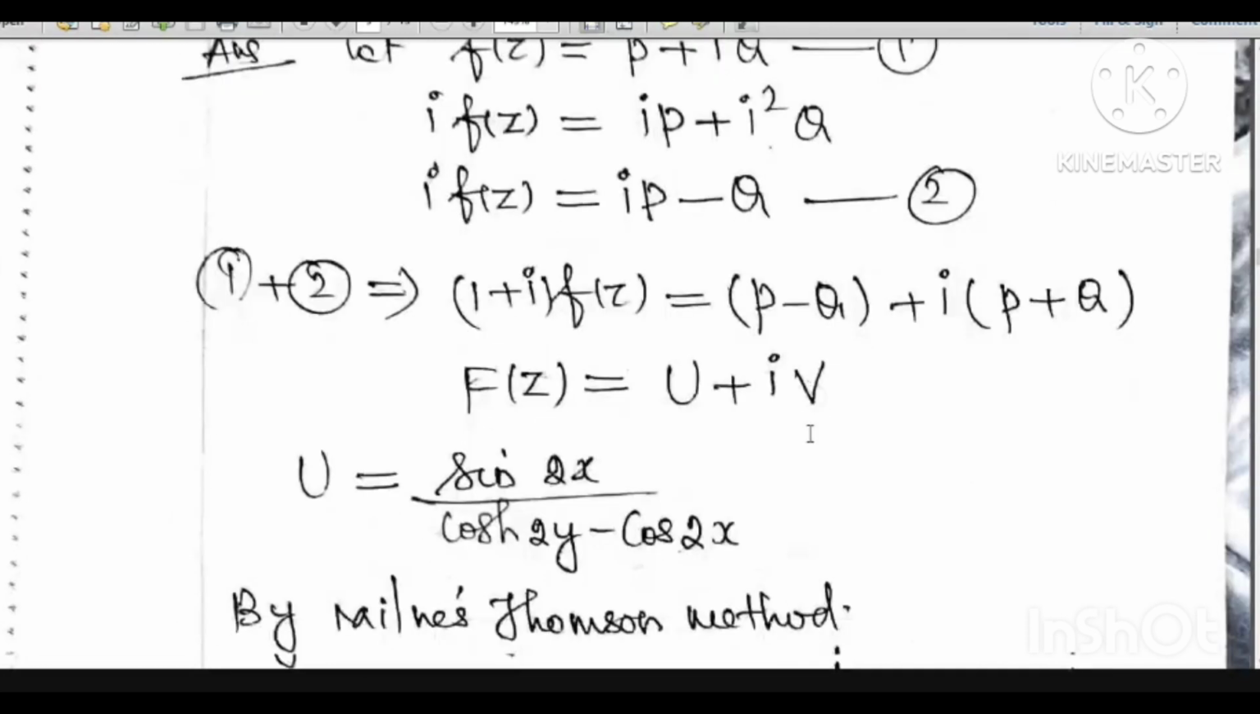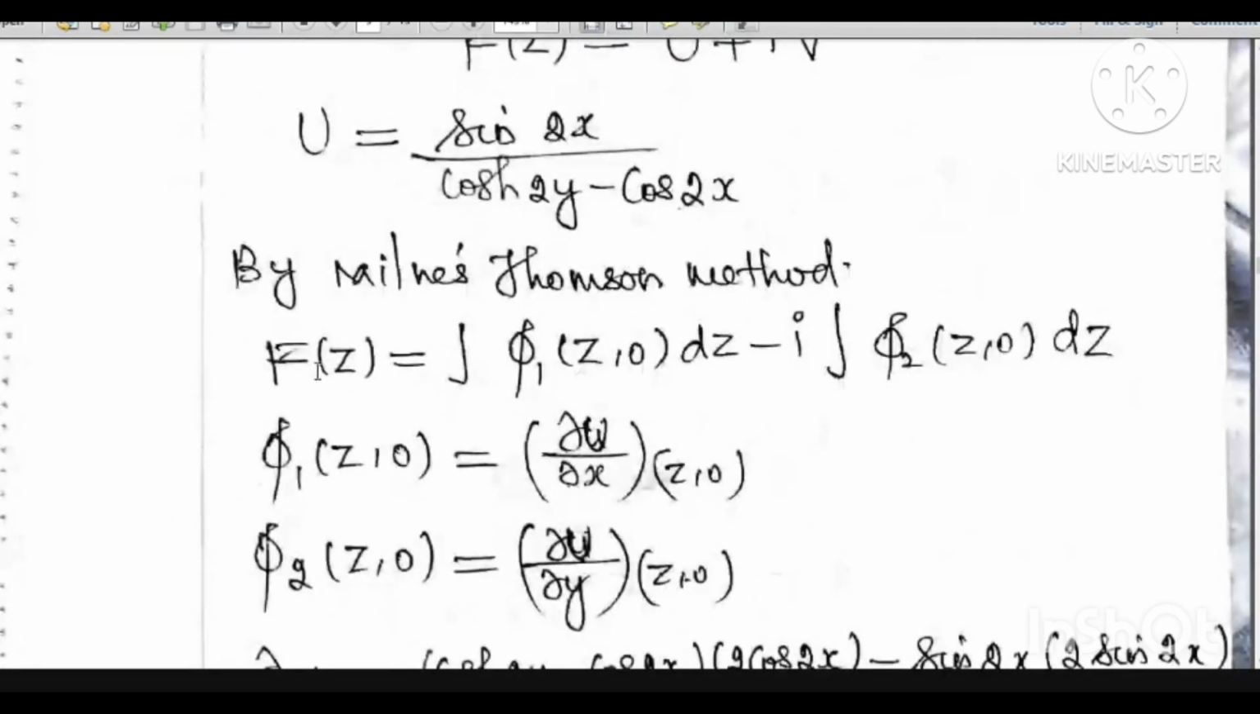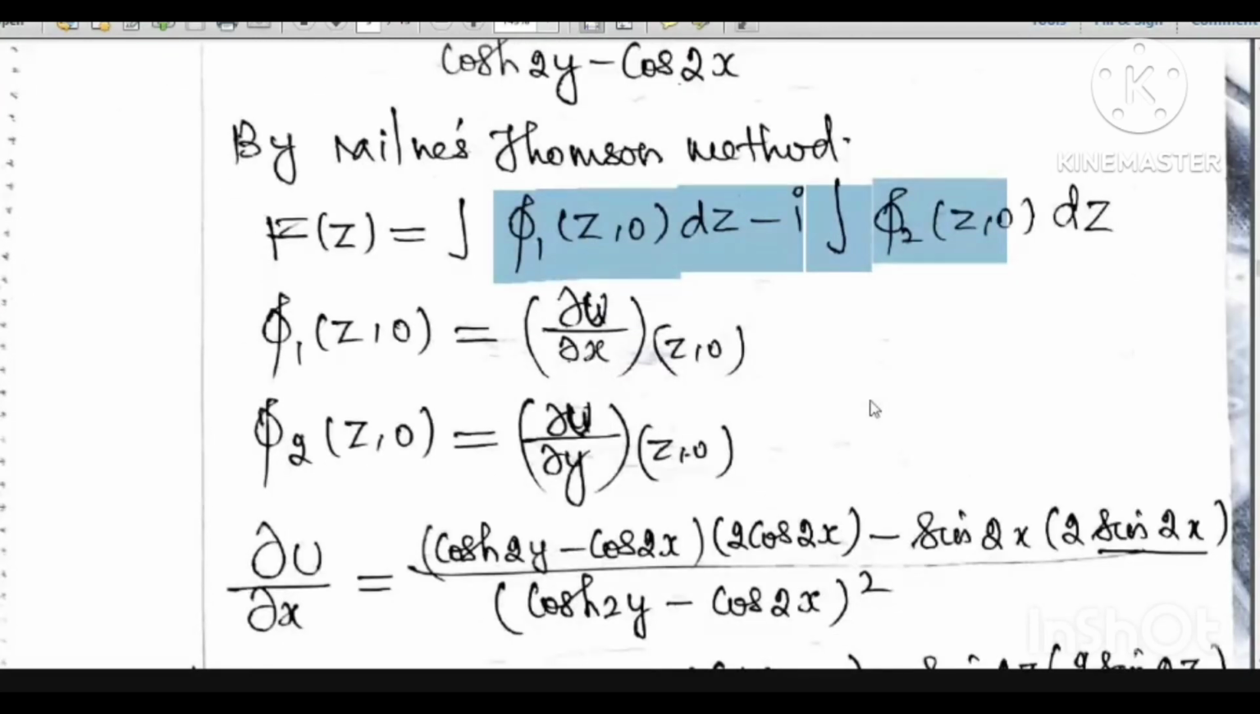Okay. So, when u is given, the Milne-Thomson method is capital F of z is equal to integral phi 1 of z comma 0 into dz, minus i into phi 2 of z comma 0 into dz. This is the formula. Let us see what is the phi 1 of z comma 0, phi 2 of z comma 0. Phi 1 of z comma 0 is equal to dou u by dou x. Phi 2 of z comma 0 is equal to dou u by dou y.